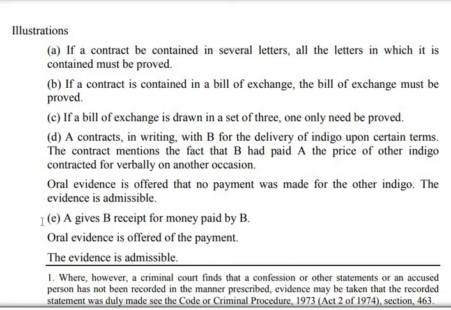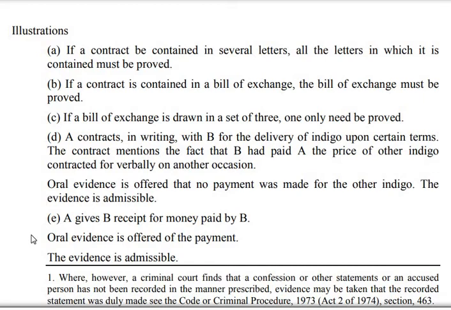Now let's see illustration E. A gives B receipt for money paid by B. Oral evidence is offered of the payment. The evidence is admissible. You see, there is some amount due upon A. There was some amount due upon A. There is an amount due upon B.